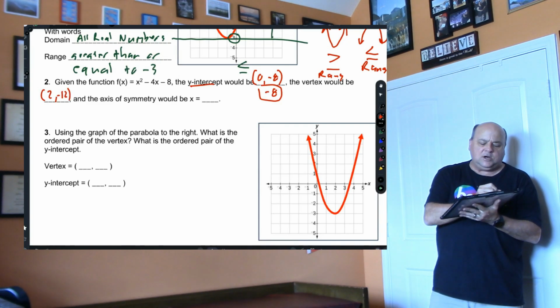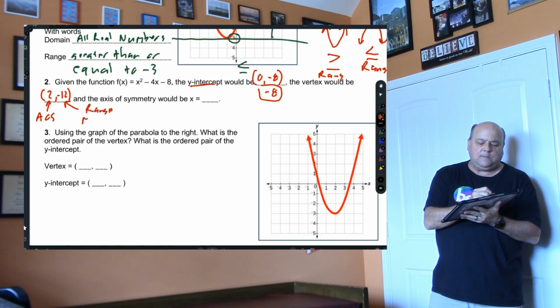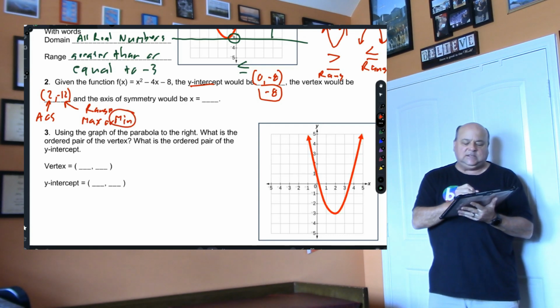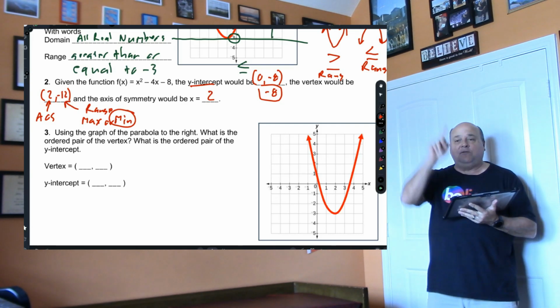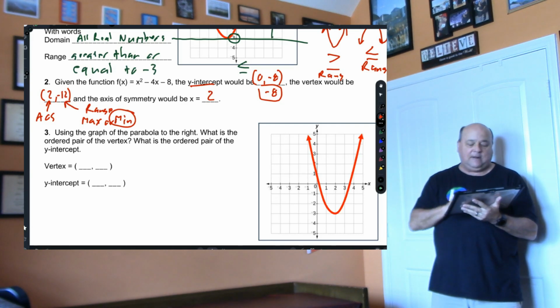And remember your vertex. This gives you the axis of symmetry. This number goes to the range, and it's your max or min. In this problem, it would be our minimum, right? So the axis of symmetry would be x equals 2. Okay? That would be the vertical line that cuts the parabola in half.